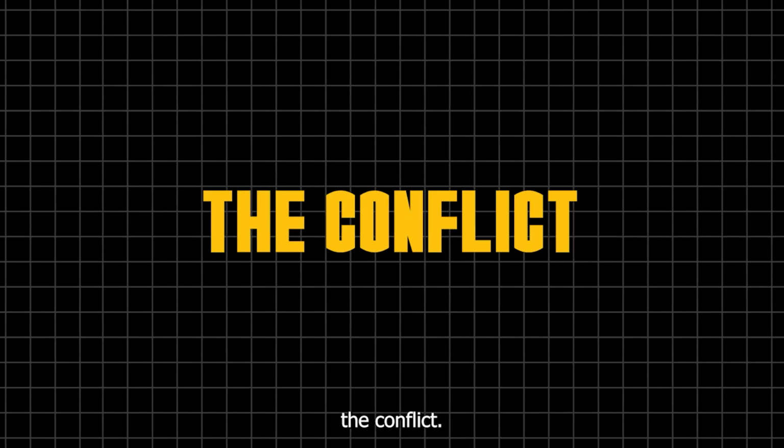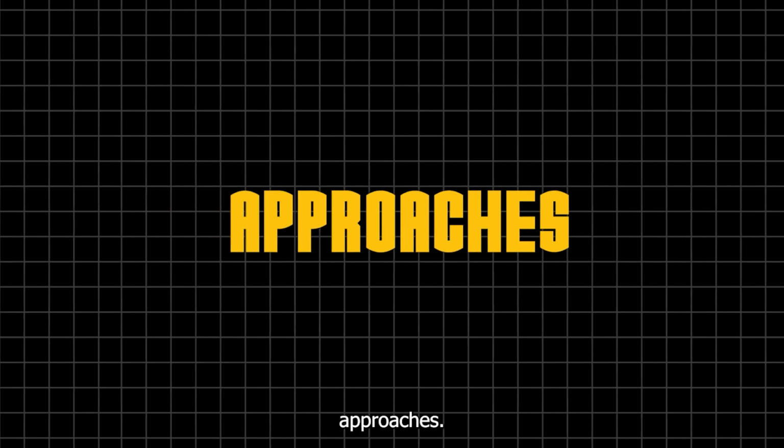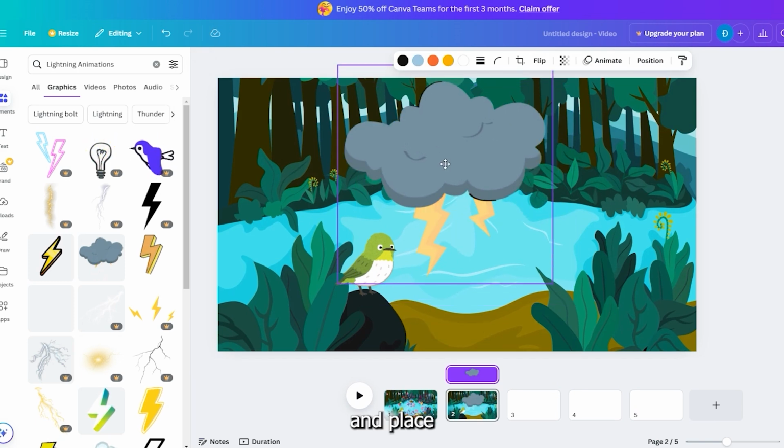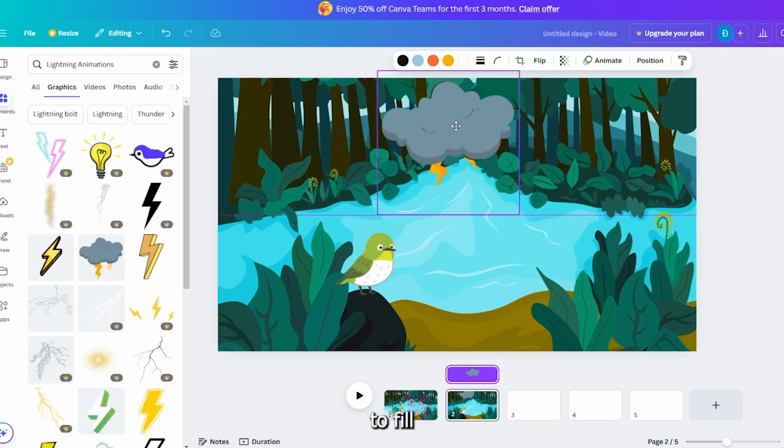Step 4. The conflict. A thunderstorm approaches. Every hero's journey has its challenges. For Luma, trouble arrives in the form of a sudden thunderstorm. Search for lightning animation in Elements and place it over the forest background. Resize it to fill the frame.